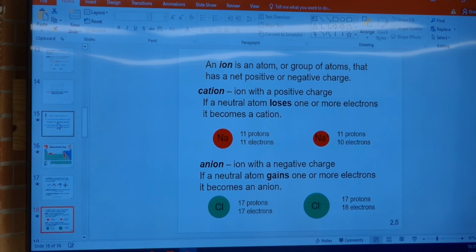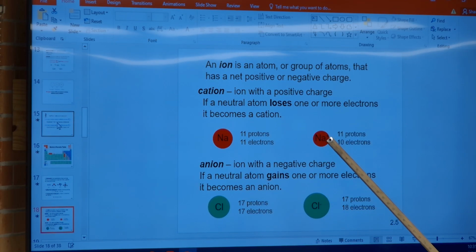Now comes out another concept called ion. We just learned molecule, right? A molecule is at least 2 atoms bound with each other to form a unit. An ion means either 1 atom carries charge or a group of atoms together carries net charge. This net charge could be positive or negative. If it carries positive charge, then we call this ion a cation.